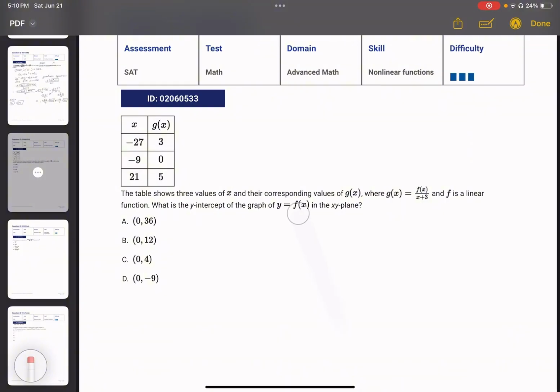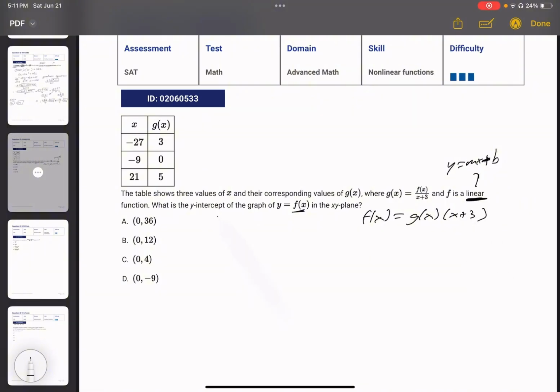So this just means f of x simply. And this is important over here: f is a linear function, because that means we can use y equals mx plus b. And that's going to be handy later on, so just remember that whenever it says linear function. So if we know g of x is equal to f of x over x plus 3, we also know that f of x is equal to g of x times x plus 3.